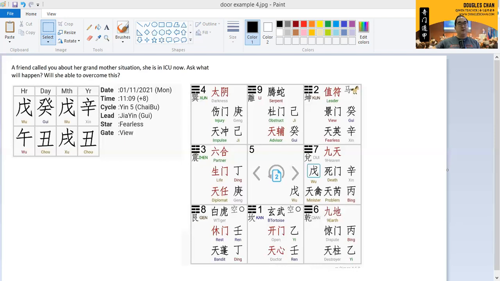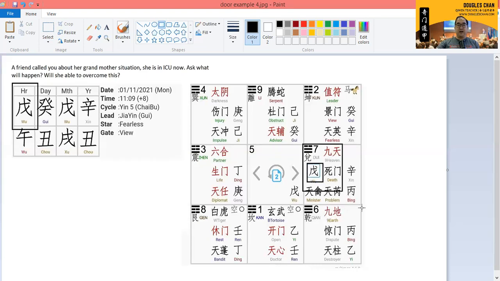First of all, we need to look at the answer. The answer will be in the stamp called the hour stamp. Let me highlight the hour stamp for you. This is the hour stamp, and the symbol over here is called Wu. The Wu is represented in this particular box number 7, so box number 7 itself is telling us an answer.